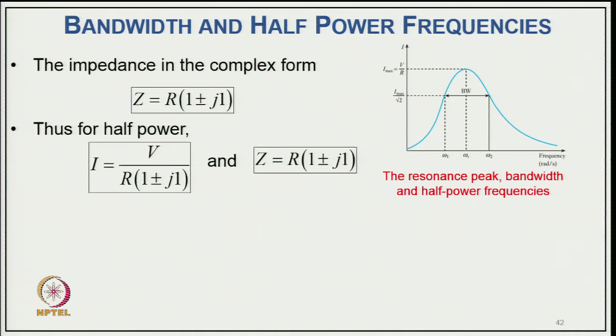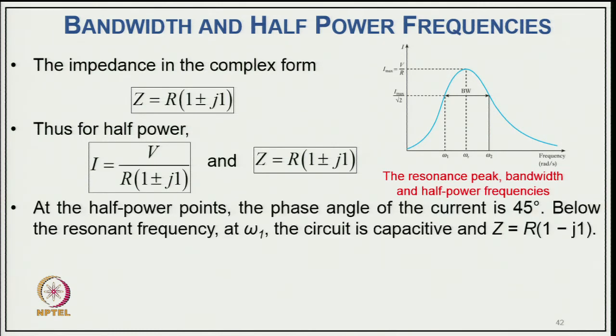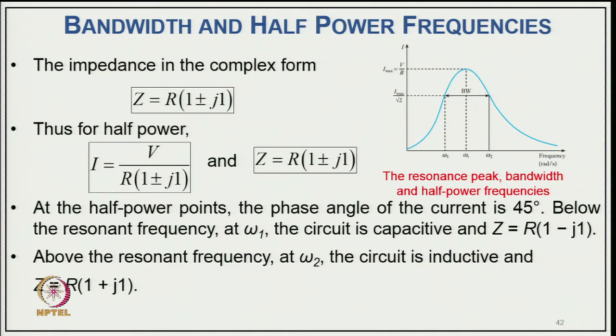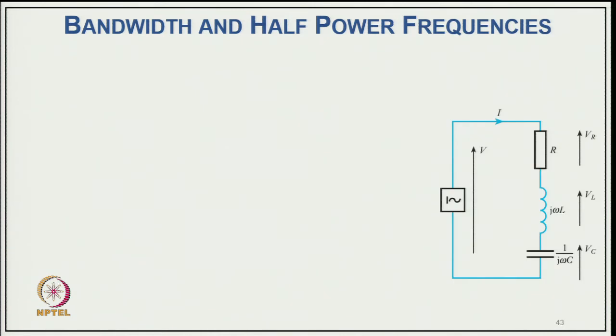That is virtually the current and the impedance at the half-power frequencies of this series RLC circuit. So, at the half-power point, the phase angle of the current is 45 degrees. Below the resonant frequency, at omega 1, the circuit is capacitive and the impedance is R into (1 minus j1). Above the resonance frequency, at omega 2, the circuit is inductive and Z equals R into (1 plus j1).